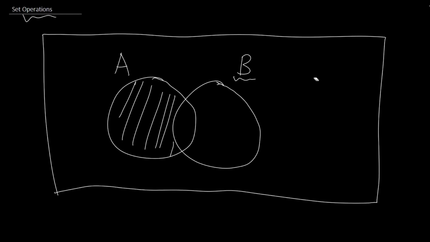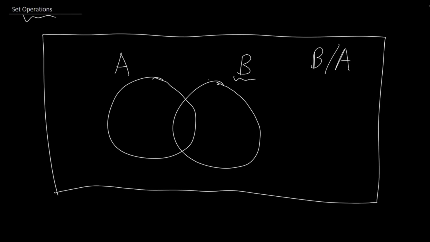What about B take away A? Then that's just the same thing but on the other side. So we have B, but be careful not to include the intersection.